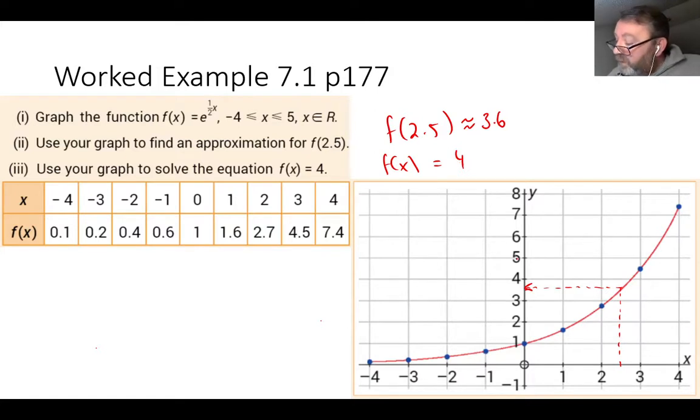So this time you're going to 4 on the y-axis, you're going to draw across until you hit the graph, like that, and when you hit the graph, you're going to drop down a perpendicular. And you're going to hit the x-axis, x equals, what's that, about 2.75. And again, the more accurate your graph, the more accurate your answers.